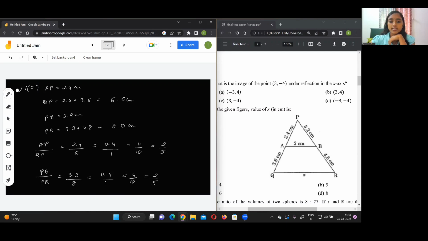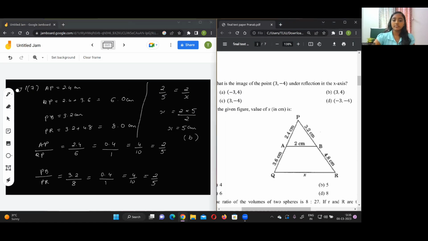So what this means is that if AP by QP is equal to PB by PR, which also means that AB by QR should be equal to the same value. So 2 by 5 is equal to 2 by X. So X is equal to 2 into 5 by 2. Therefore, X is equal to 5 centimeters, which is the B option, which is the right answer.